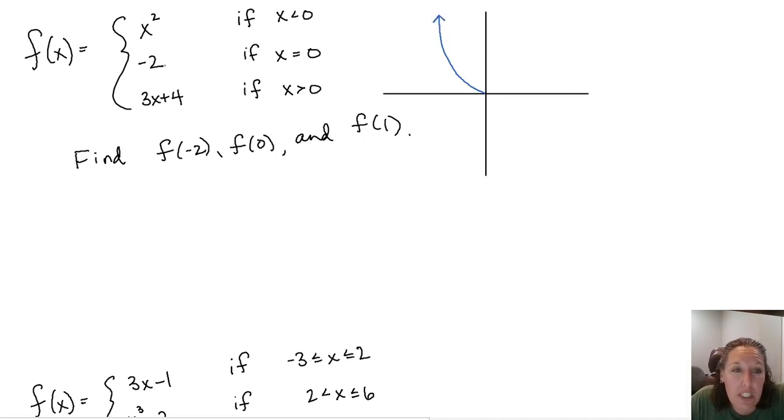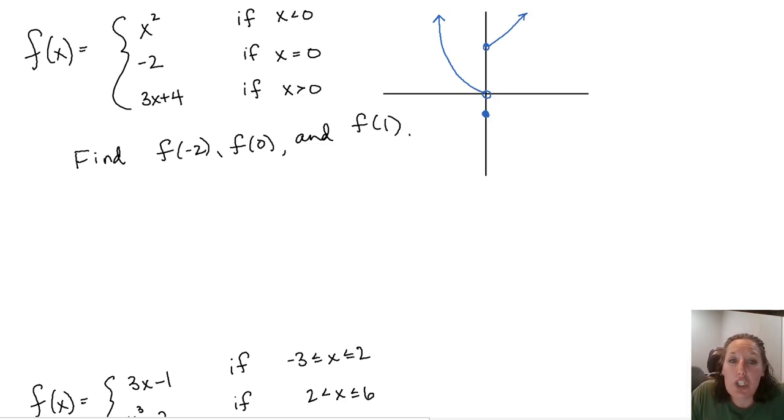When x is equal to 0, it's going to be at a y value of -2. And I'm not going to worry about drawing this to scale, just to give you guys an idea what this is going to look like. And then if x is greater than 0, it's going to look like the line 3x plus 4. Well, that's going to have a y-intercept at 4 and then have a positive slope.